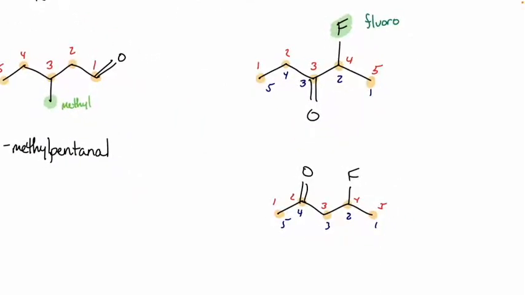Again, what it means to prioritize that carbonyl group is to make sure that it has the lowest possible number. So in my red numbering scheme, the carbonyl would be at 2 and the fluoro would be at 4. In the blue numbering scheme, it would be exactly reversed. The fluoro would be at 2 and the carbonyl at 4. But again, I'm going to prioritize that carbonyl group, so I'm not going to use my blue numbering scheme. I'm going to use my red numbering scheme. So this would be 4-fluoro-2-pentanone.